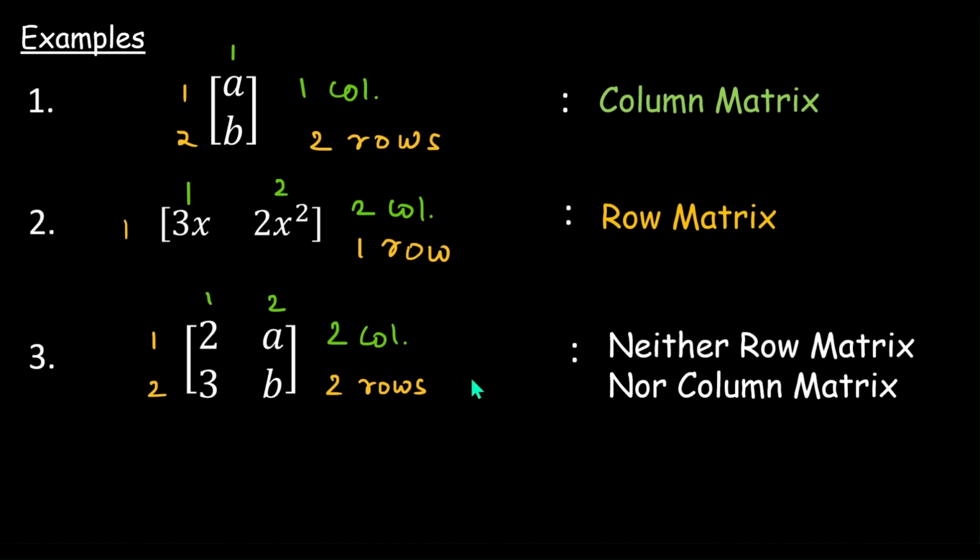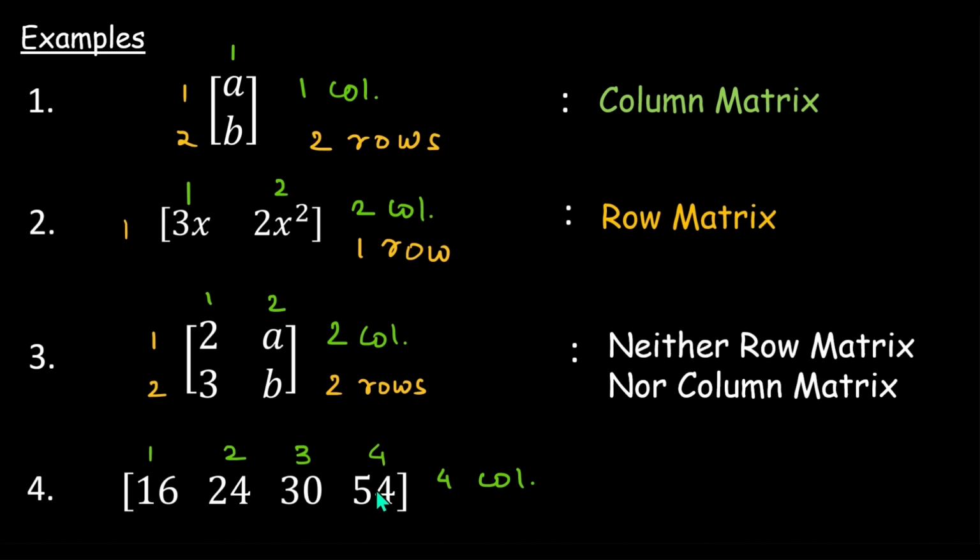And let's take a last example now. We have 16, 24, 30 and 54. So it's seen that it has 1, 2, 3 and 4. So that's 4 columns, whereas there's only one row. And so this becomes a row matrix.